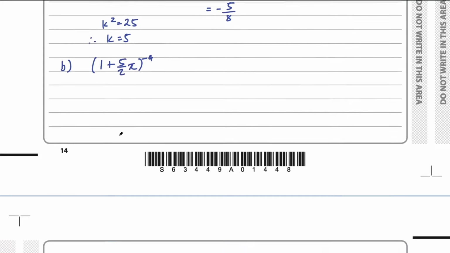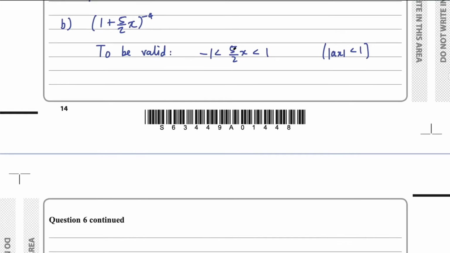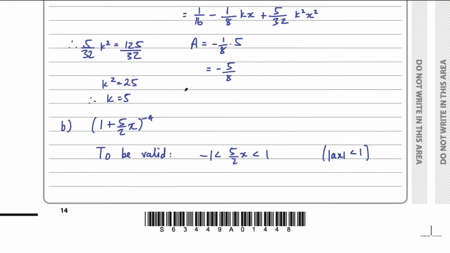So for this to be valid, we look at that ax term. So let's just write down to be valid. 5 on 2x, that needs to be between negative 1 and 1. Sometimes that's written as the absolute value of ax, like this. But you can write it like this as well. So then if you kind of solve this for x, if you like, then you get the values of x. Or you can plug in the value they give you.